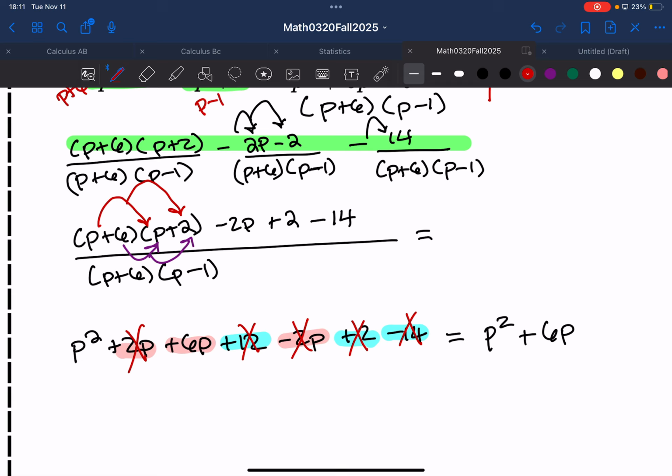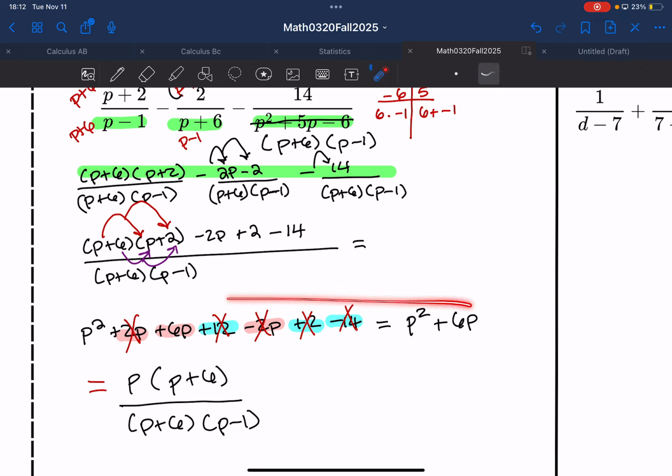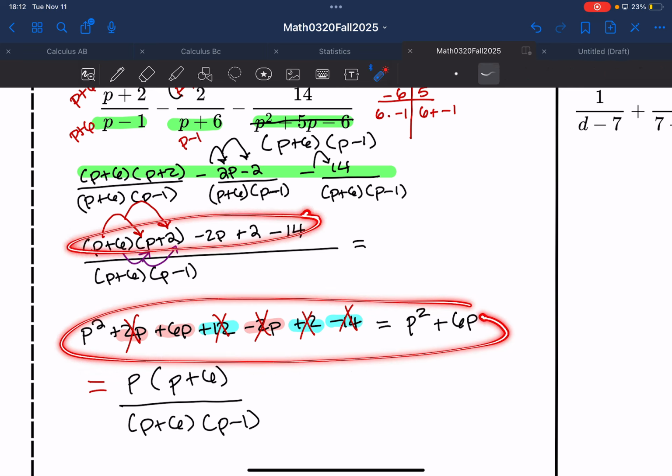Is there any way to simplify that further? Not perfect squares. Nope. Remove a GCF of p. So if we do that, we're left with p, and then what's in the parentheses? P plus 6. And then remember, this whole thing was divided by what? P plus 6 and p minus 1. Because remember, this whole process here that we were doing was just simplifying the numerator. Okay, we still have to continue to bring down the denominator with our answer.